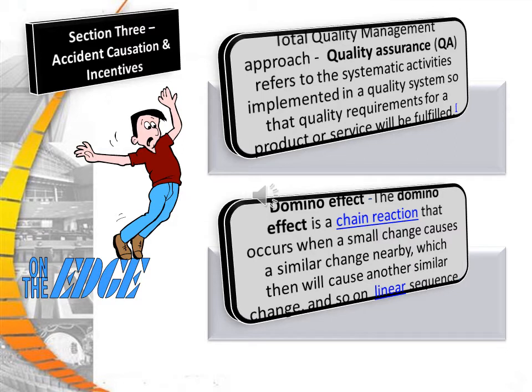Total Quality Management. QA, or quality assurance, refers to systemic activities implemented in a quality system so that quality requirements for a product or service will be fulfilled. The domino effect is a chain reaction that occurs when small changes cause a similar change nearby, which will then cause another similar change, and so on. It is a linear sequence.